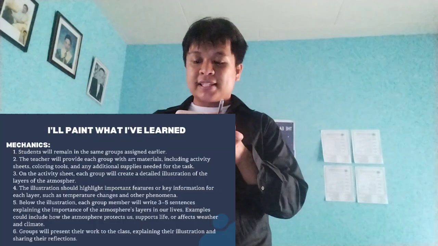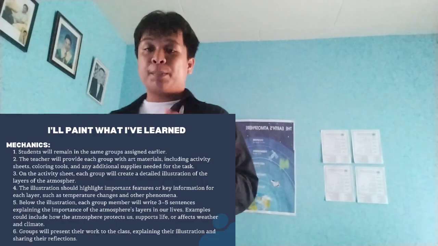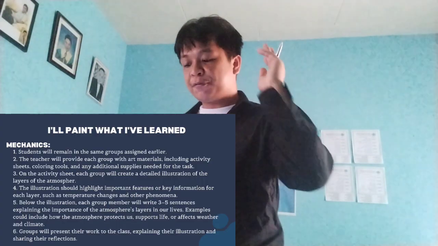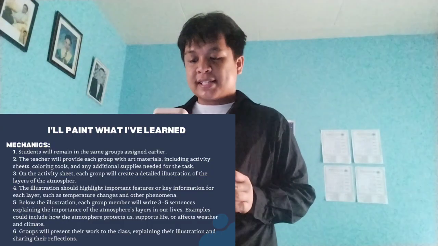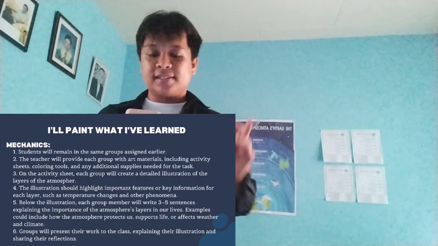So now that you're all fully prepped and knowledgeable about the different layers in the atmosphere and its importance, I think you are now ready for another fun activity that we're going to do at this moment. The activity we're going to do is called "I'll Paint What I've Learned." The mechanics of this game: students will remain in the same group assigned earlier, group 1, group 2, group 3, group 4, and the teacher will provide each group with art materials including activity sheets, coloring tools, and any additional supplies needed for tasks.